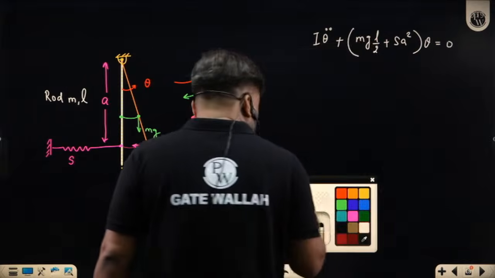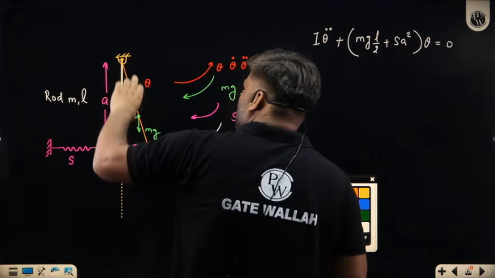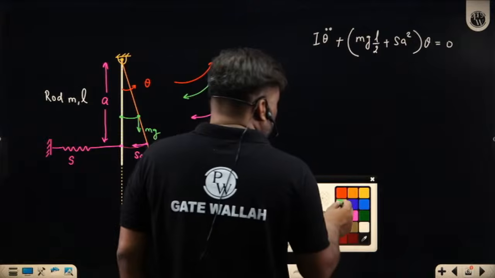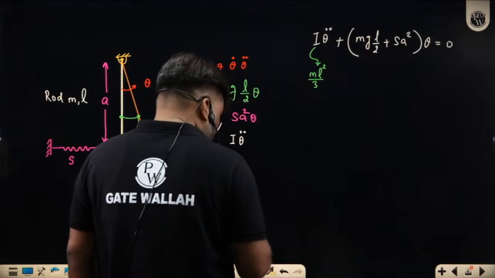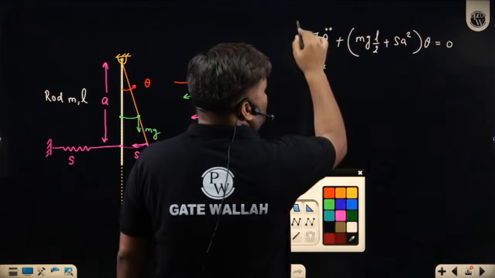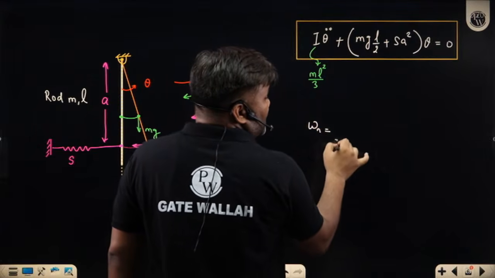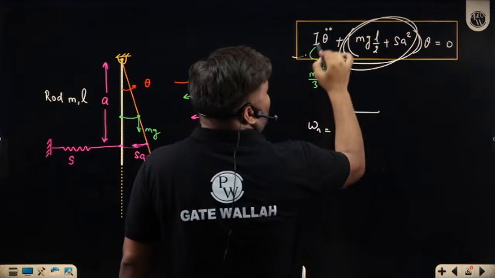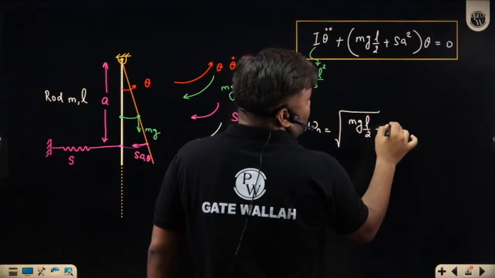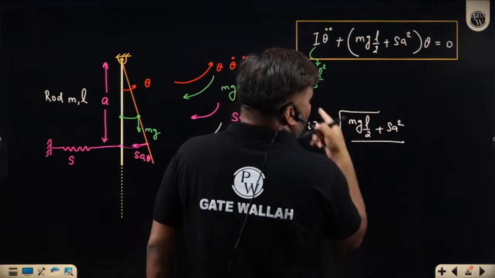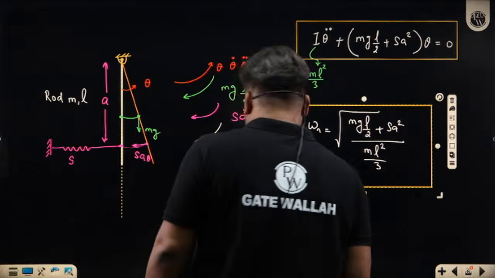Yesterday we saw that whenever we have a rod in such a situation, hinged here, the moment of inertia of the rod about one end is mL square by 3. So can I simply say this is your equation of motion? And if somebody asks what is going to be omega n here, omega n is the square root of the stiffness term divided by the moment of inertia term. It is mgL by 2 plus S A square divided by I. What is the moment of inertia? mL square by 3. That's your answer.